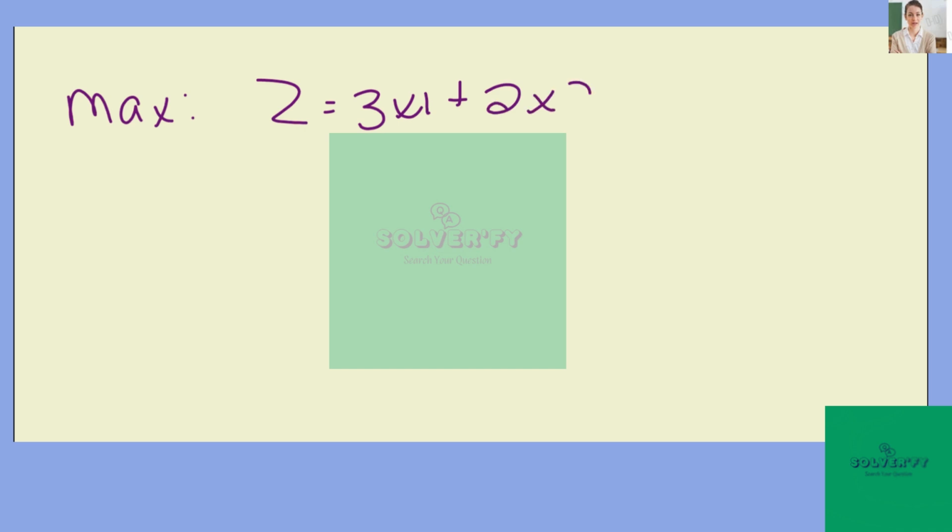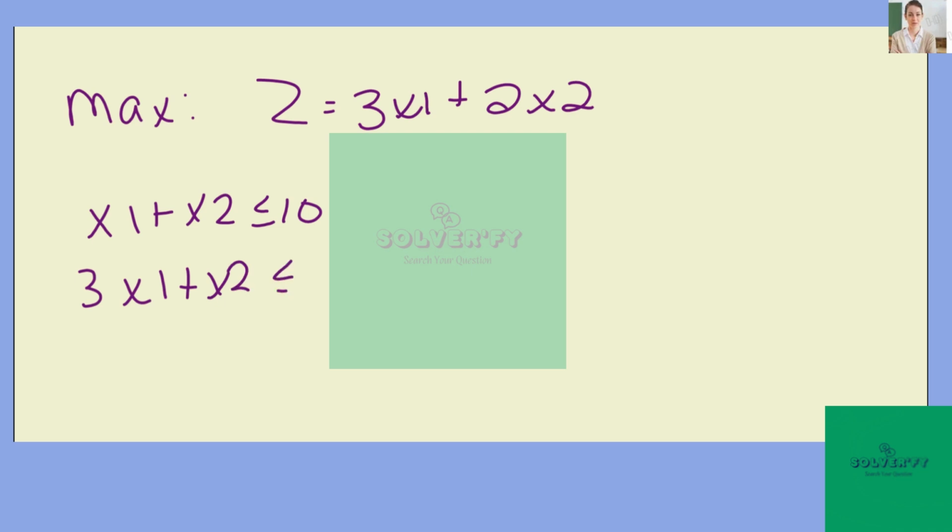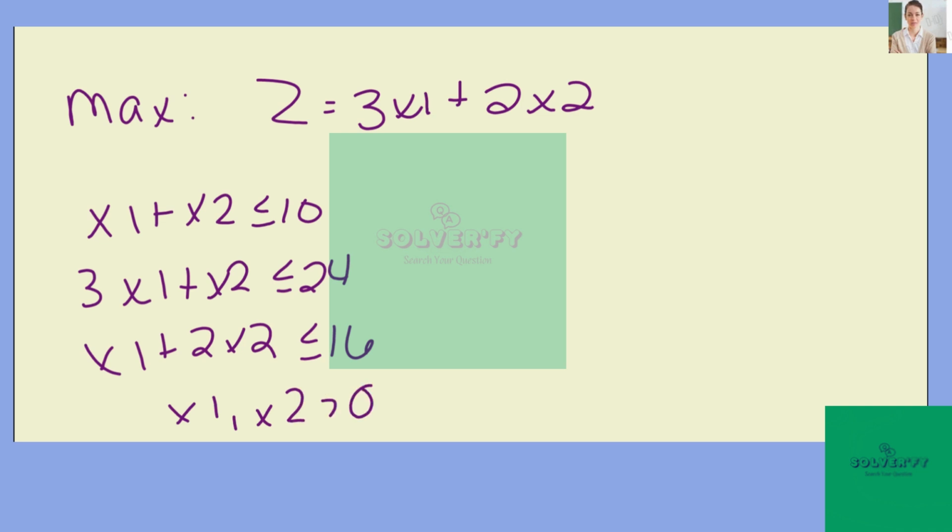So first we can rewrite this in standard form. We see that here we want to maximize z equals 3x1 plus 2x2, subject to our constraints. x1 plus x2 has to be less than or equal to 10. 3x1 plus x2 has to be less than or equal to 24. And x1 plus 2x2 has to be less than or equal to 16. We also know that x1 and x2 have to be greater than 0.